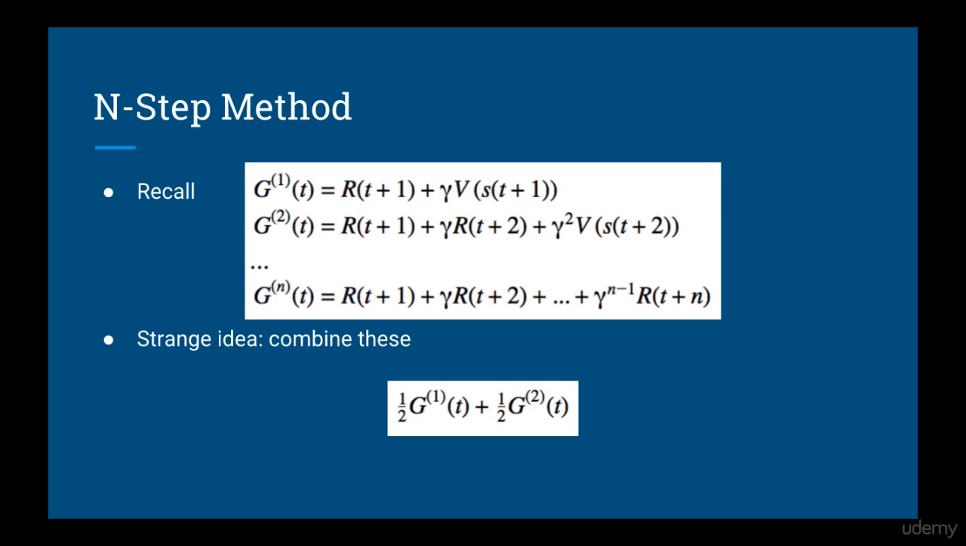So first, let's further generalize the n-step method. Remember that we can define different g's depending on how many r's they depend on. A strange idea might be to form a return that is a combination of these g's. For example, 1/2 g1 plus 1/2 g2.